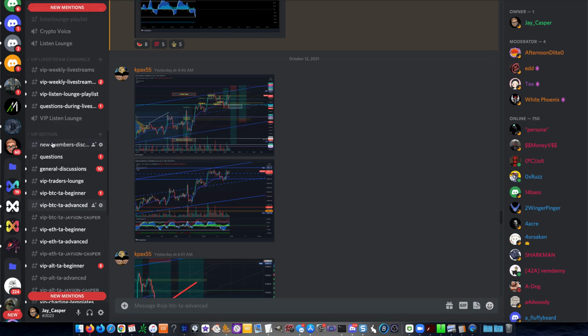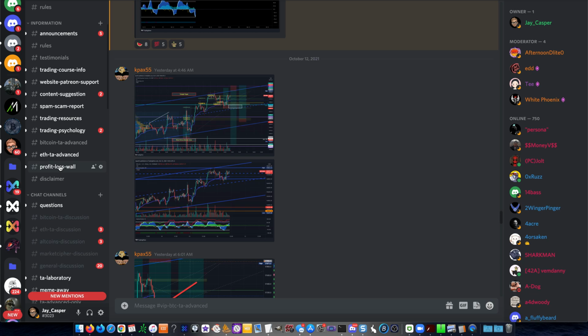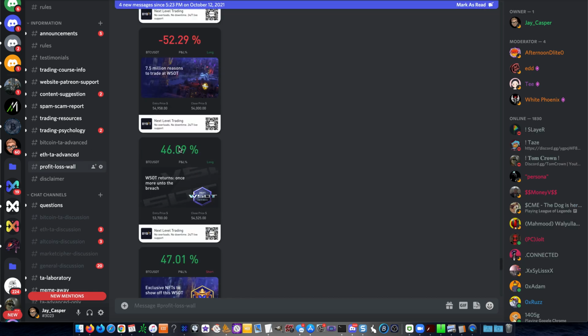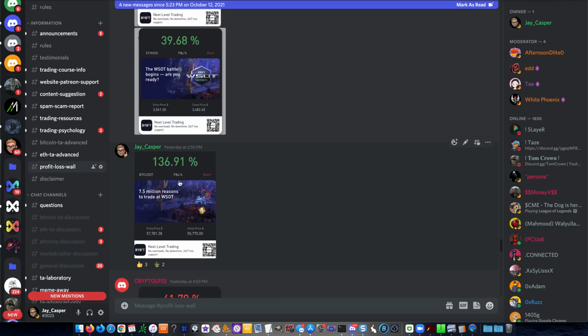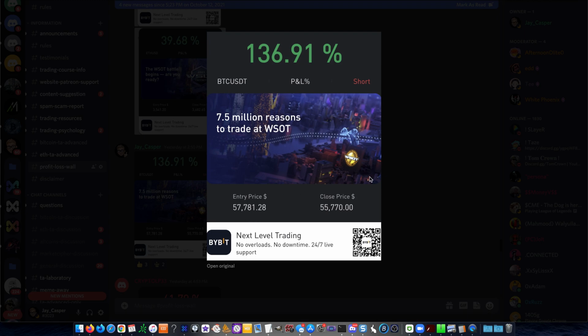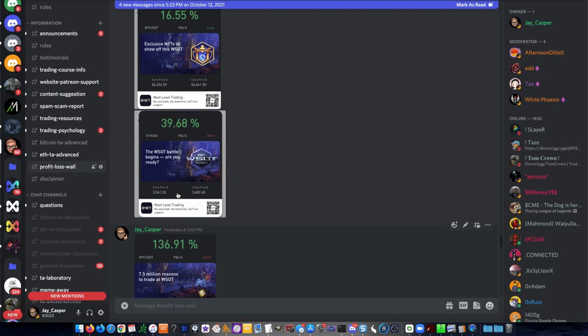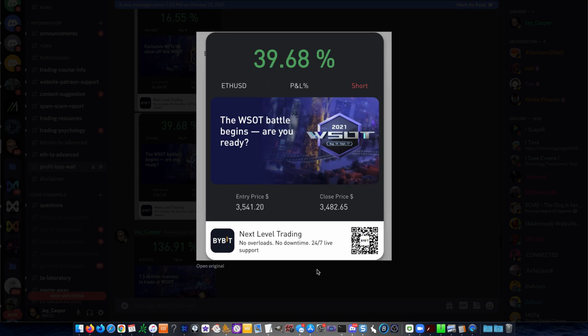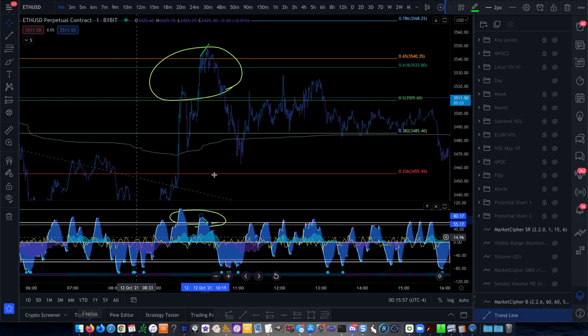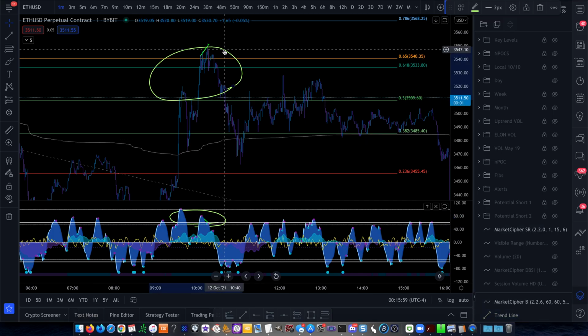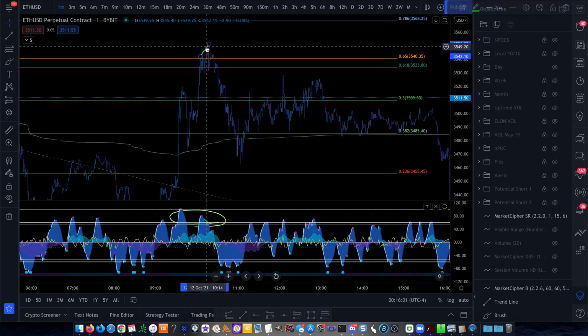And it was indeed a very juicy short. This is my Bitcoin short that I took from 57,781, super juicy. This is the Ethereum scalp that I took, also super juicy. I didn't know we were going to dump that hard. But when you see butt cheeks within butt cheeks, that's how you know it's going to be real legit.